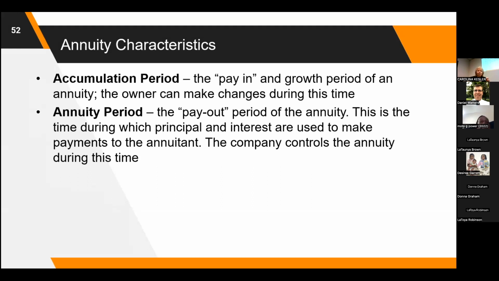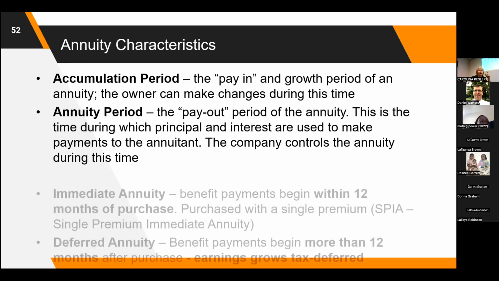So the payout period of the annuity is the time during which the principal and the interest are used to make payments to the annuitant. The company controls the annuity during this time. So you're putting your money in. I'll show you an illustration in a minute.